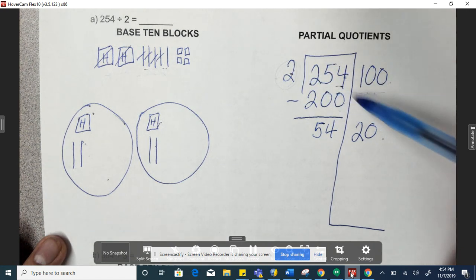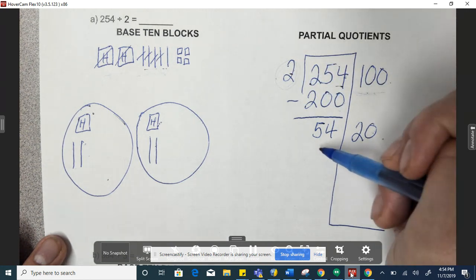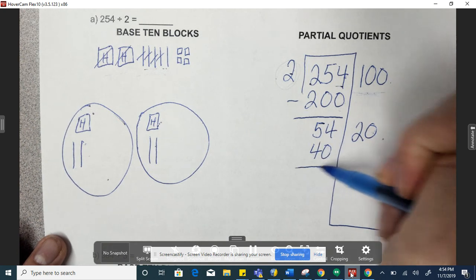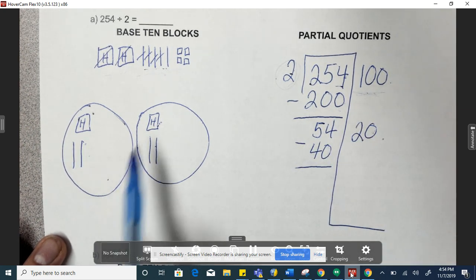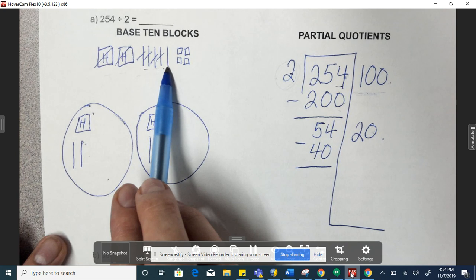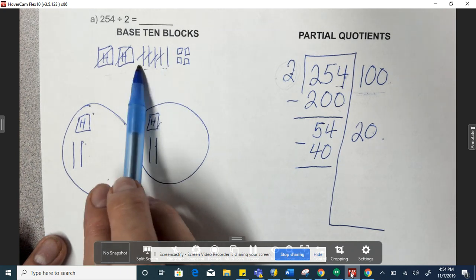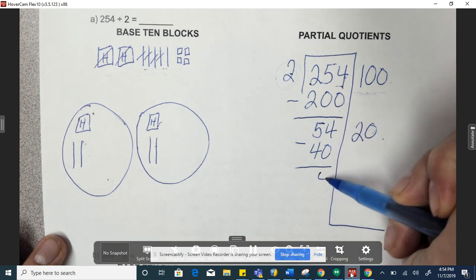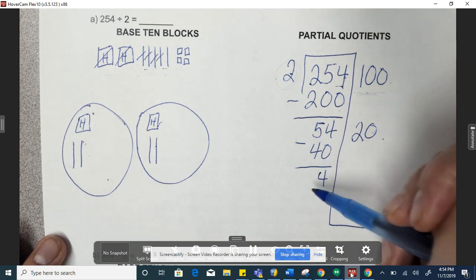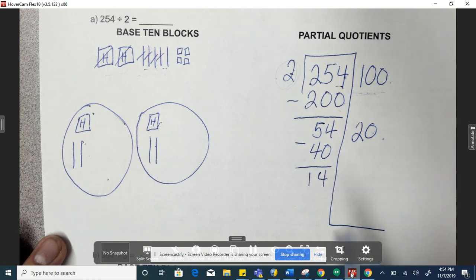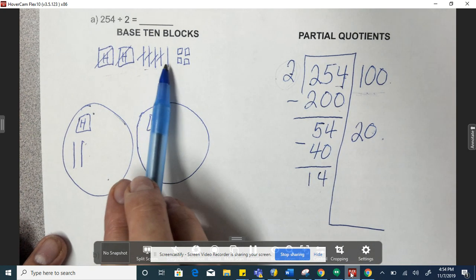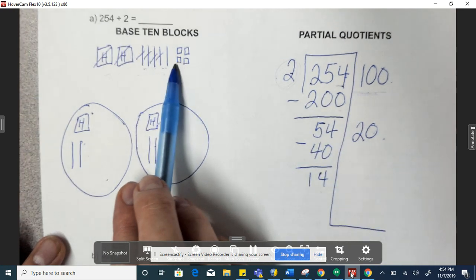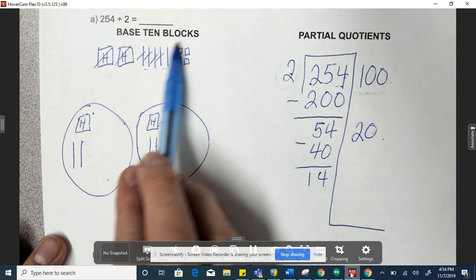2 groups times 20 worms per group equals 40 worms. So notice that we crossed out 40 because we crossed out 4 tens. We're subtracting 40. When we subtract, we start with the ones place. 4 minus 0 is 4. 5 tens minus 4 tens is 1 ten. We have 14 left. Notice we have 1 ten and 4 ones left, representing 14.